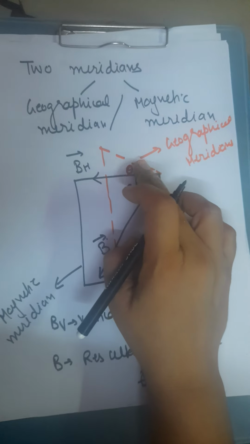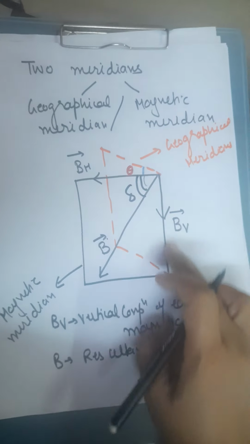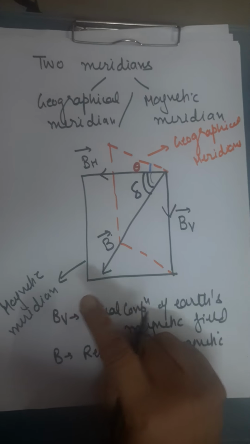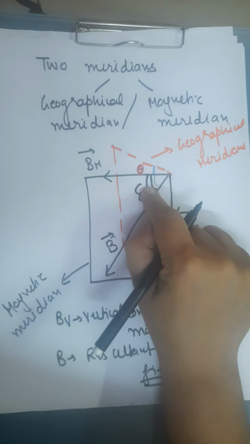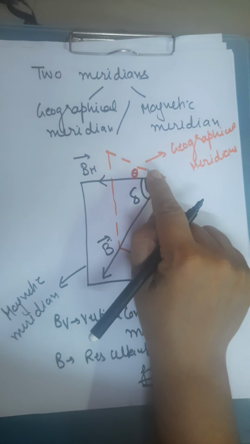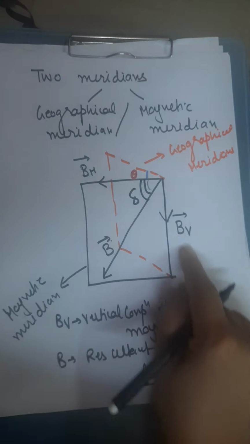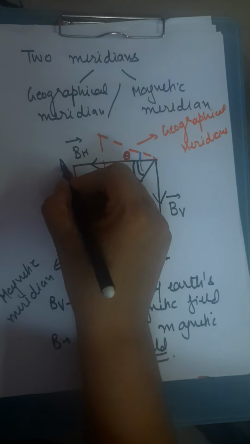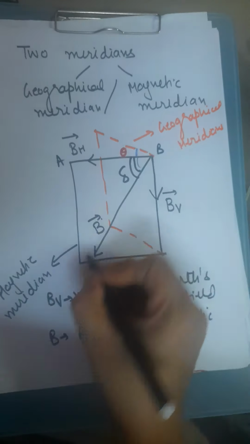So children, this is theta, this is delta, this is BV, this is BH. Now I hope you all can see what different elements are there. I repeat, angle of inclination is delta, that is the angle between the resultant of B and BH. Then theta is the angle between the magnetic meridian and the geographical meridian. Children, if you look at this diagram very carefully, now I tell you the geometry of this diagram.